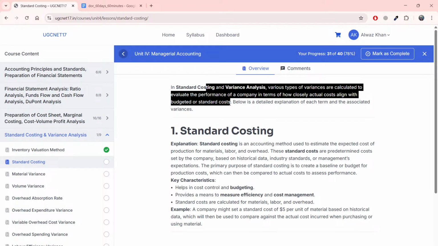Key characteristic: it helps in cost control and budgeting, and provides a means to measure efficiency and cost management. Standard costs are calculated for materials, labor, and overhead. Example: a company might set a standard cost of $5 per unit of material based on historical data, which will then be used to compare against the actual cost incurred when purchasing or using the material.